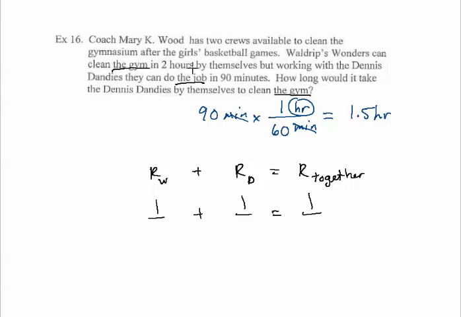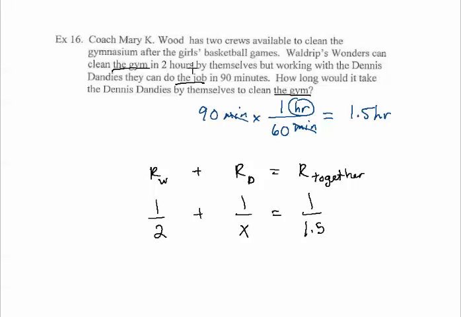and for the Waldrops, we have their individual time. That would be 2 hours. So we put 2 on the bottom of this ratio, labeled with the W. For the Dandies, we don't know their individual time, but we do know the time that they spend working together, 1.5 hours. That was the time that we had to convert. So 1.5 on the bottom of this fraction.